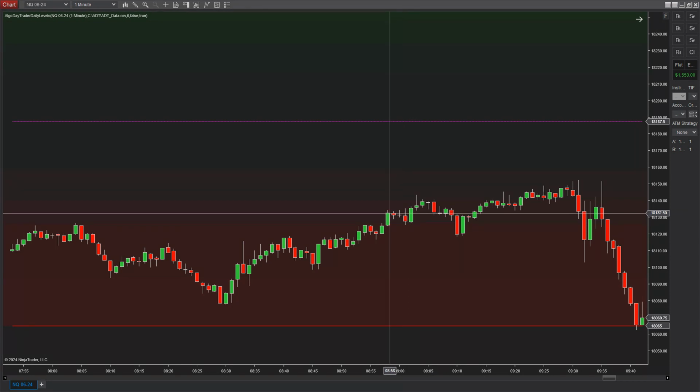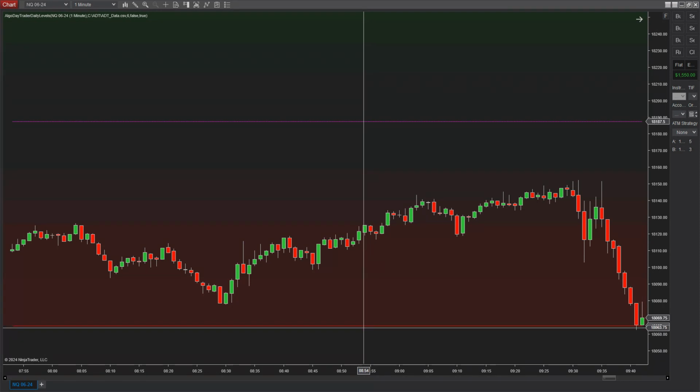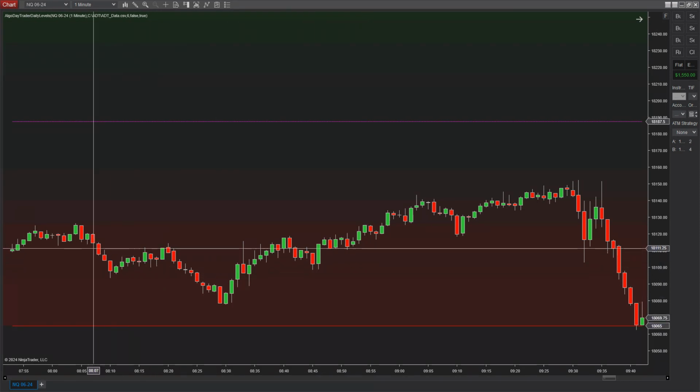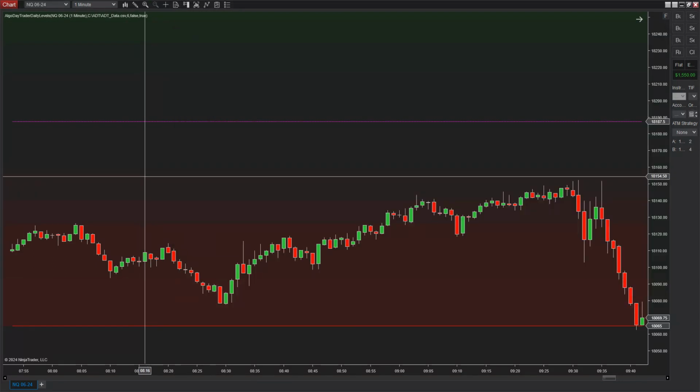So first of all, again, these are the levels posted last night. This is the sell level. That's what we'll be focusing on. So when we first meet at 8 a.m., even before then, a few minutes before that, in the trade indications channel, I have an update, and for the Nasdaq, below 160, targeting 18,065 and 18,005. So 65 is the sell level, and that's why this becomes kind of a major target.